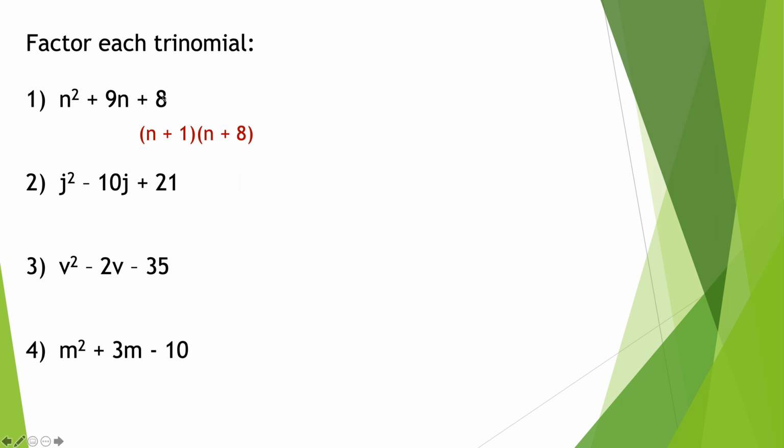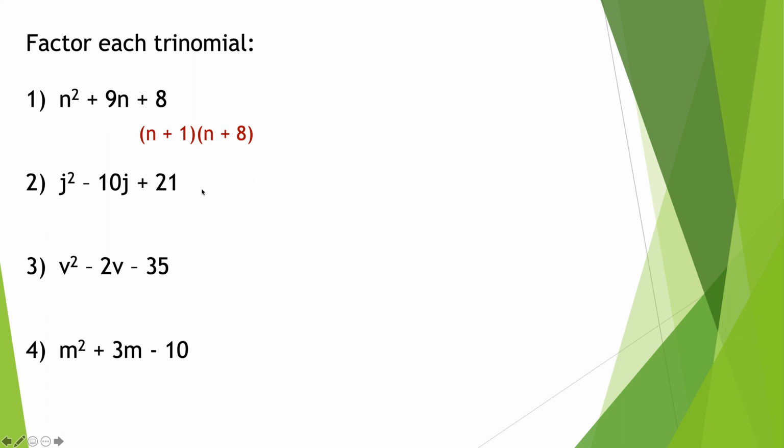Quick mental check, multiplying back. N times n is n squared. N times 8 is 8n. 1 times n is 1n. Add up 8 n's and 1 n, we get 9n. And 1 times 8 is 8. Okay, we're good there. Now, let's try the next one.